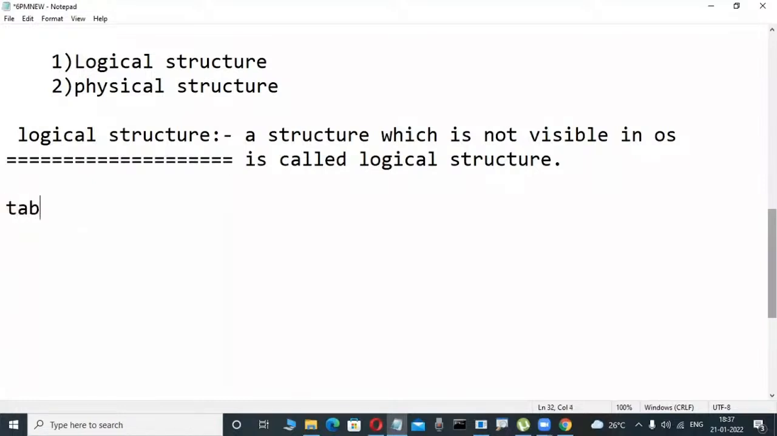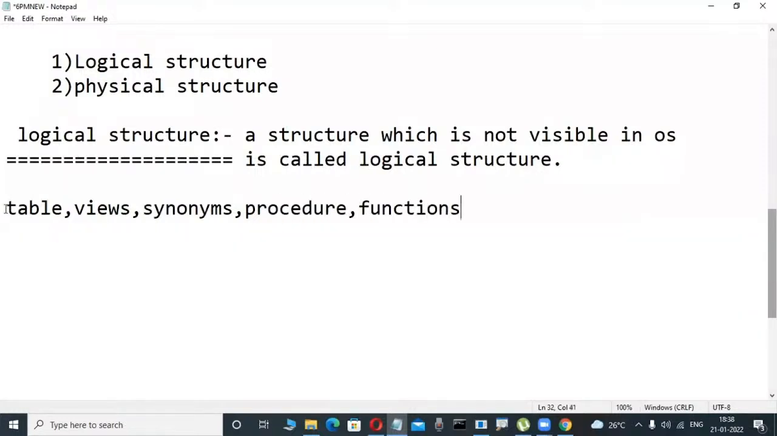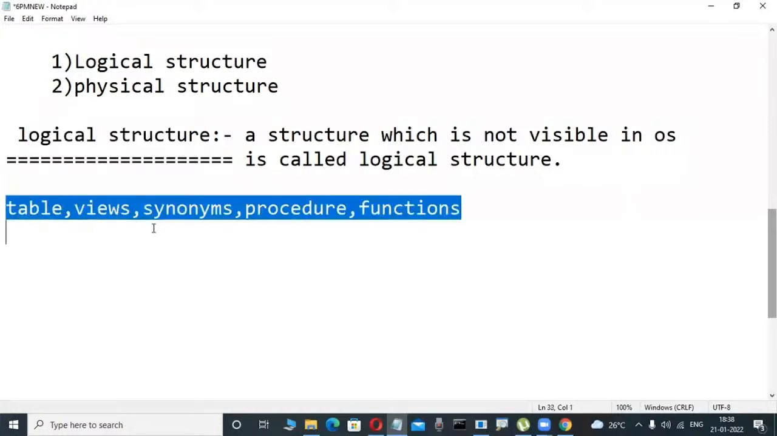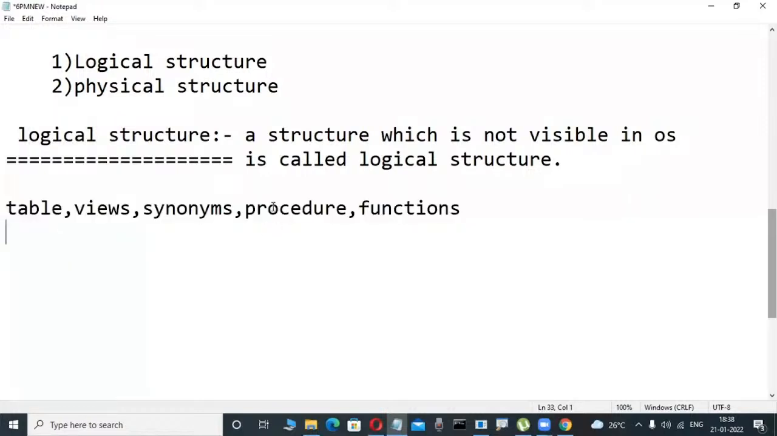That logical structure contains tables in Oracle, SQL Server, and MySQL also. Views are there, synonyms are there, indexes are there. These are all database objects. So many things are there: procedures, functions, triggers, packages. These are all related to the logical structure. Whatever objects we are learning in the courses, none of them appear in the operating system.